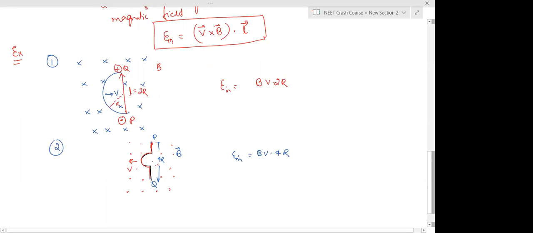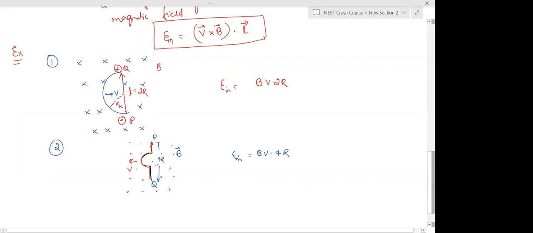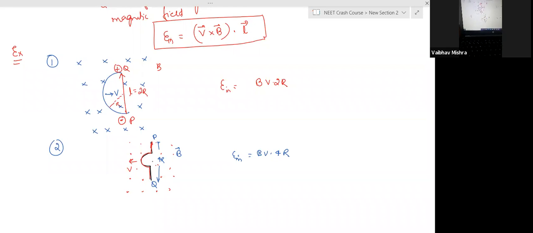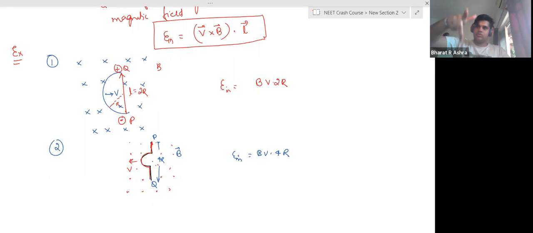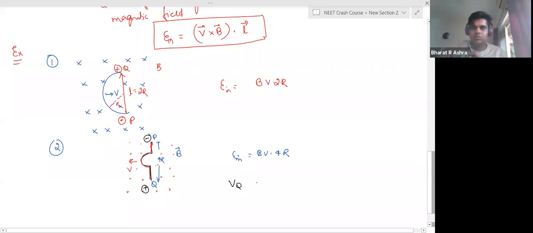Use your right hand. The index finger should go inside, and the thumb is towards left. The middle finger is coming down. Right? Yes. The middle finger is coming downward, so that means it should be from P to Q, and the direction of EMF is from negative to positive. So that will be VQ minus VP in this.